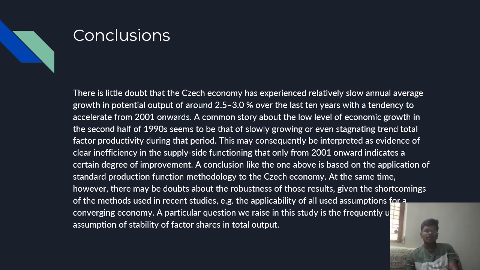Coming to the conclusion, there is little doubt that the Czech economy has experienced a relatively slow annual average growth in the potential output of around 2.5 to 3% over the last 10 years, with a tendency to accelerate from 2001 onwards. A common story about the low level of economic growth in the second half of the 1990s seems to be that of a slowly growing or even stagnating trend total factor productivity during that period. This may consequently be interpreted as evidence of a clear inefficiency in the supply side functioning that only from 2001 onward indicates a certain degree of improvement.